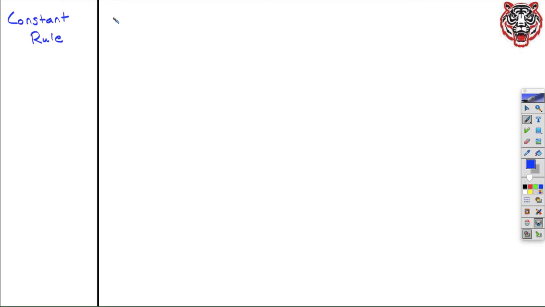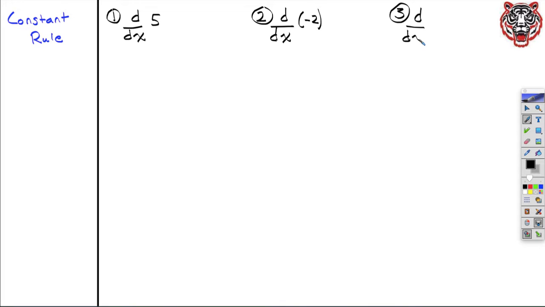Let's look at 3 examples. So I'm going to do these in black. Example 1, example 2, and example 3. Example 1. The derivative with respect to x of 5. The derivative with respect to x of negative 2, and the derivative with respect to x, d dx, of k. I will solve each of these for you, and you can see if you can figure out the rule.